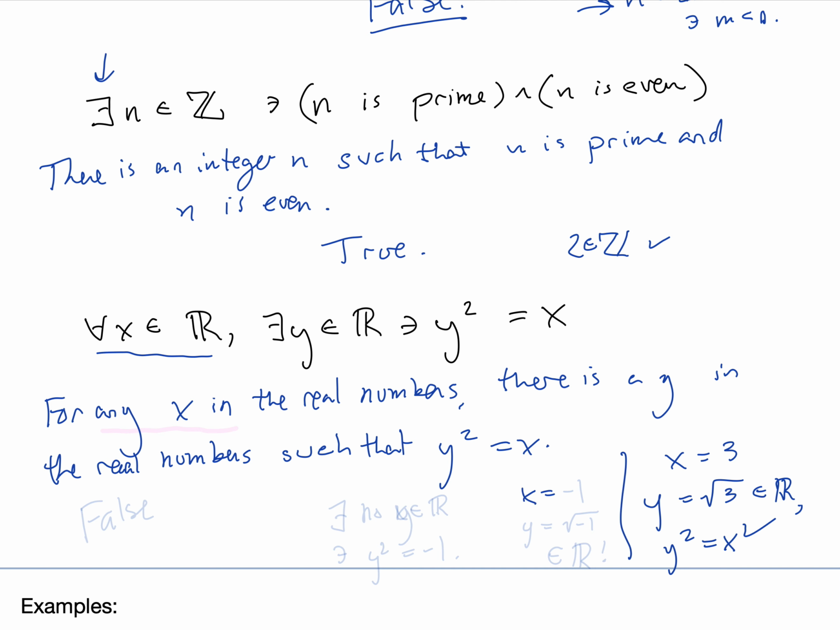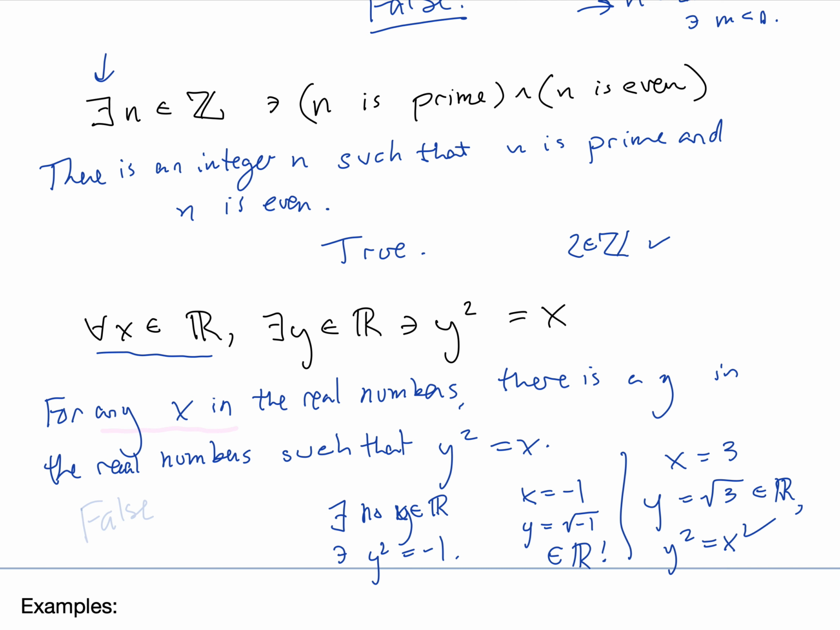But what if we said, how about for a different real number? Let's say we had x equals -1. Then, following that example, y is the square root of -1, but that's not in the real numbers. Oh no. So there exists no y in the real numbers such that y squared equals -1.